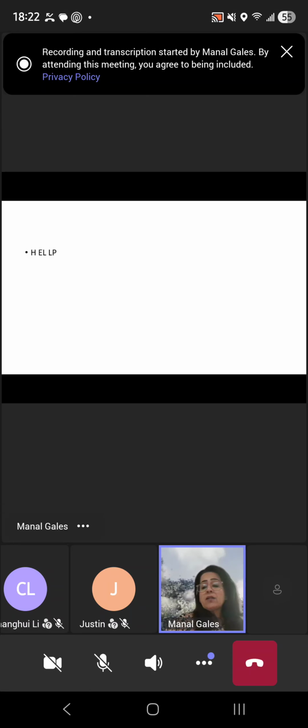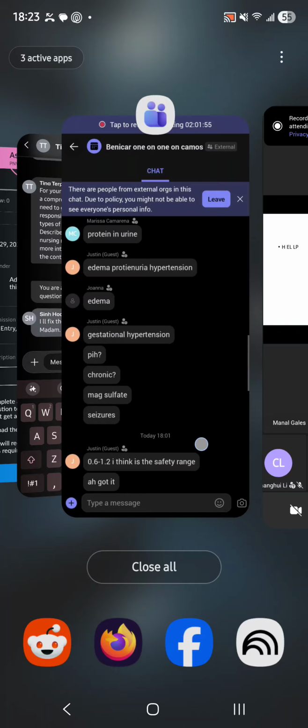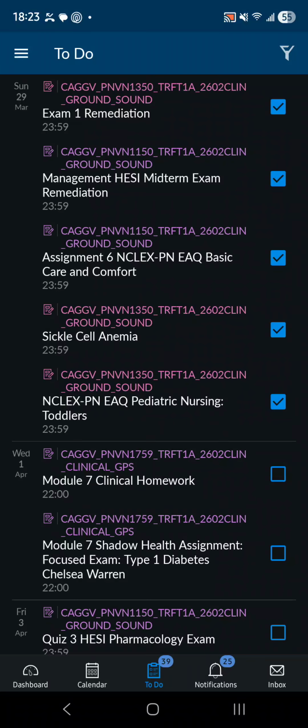Okay. Then placenta problems, guys. Placenta previa and placental abruption. This is also a complication of pregnancy. We're still in the complications, high-risk pregnancy. So placenta previa. Look at this picture. The placenta is close to the cervix.